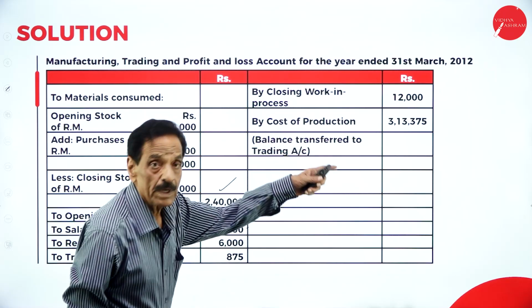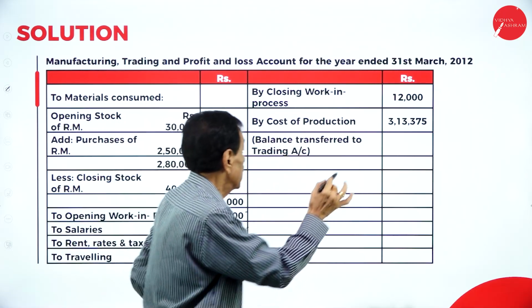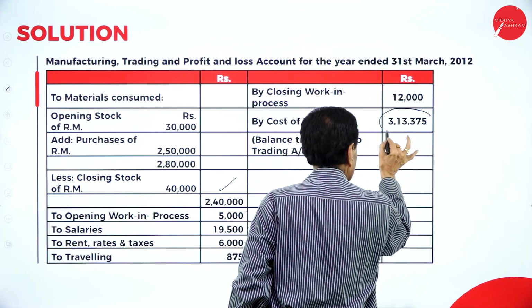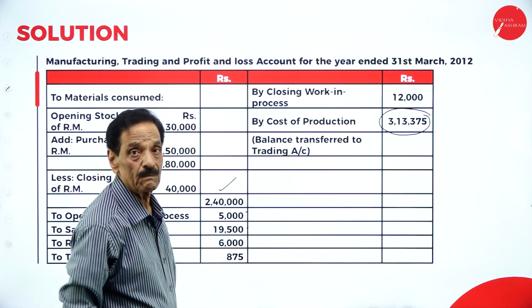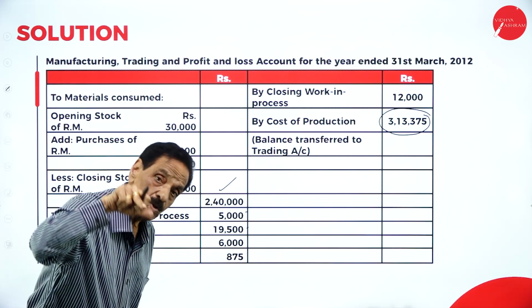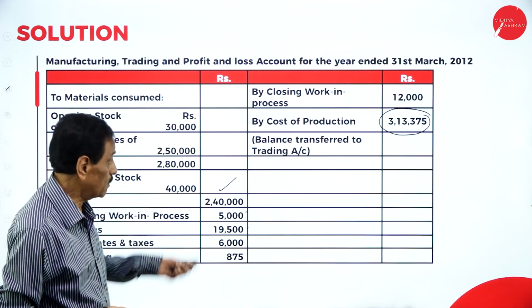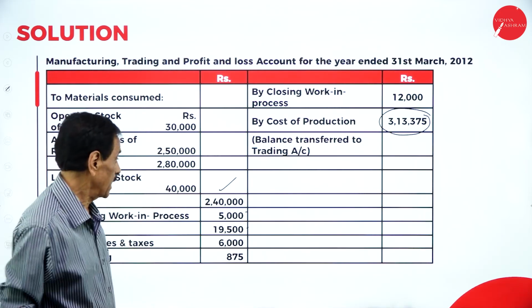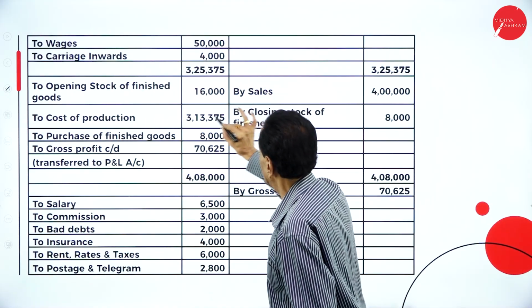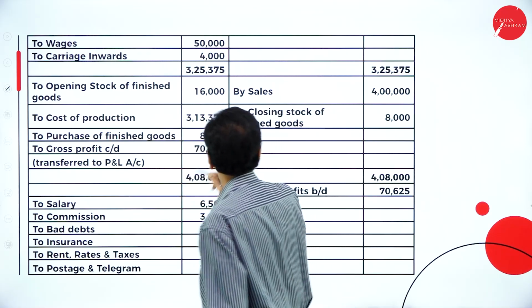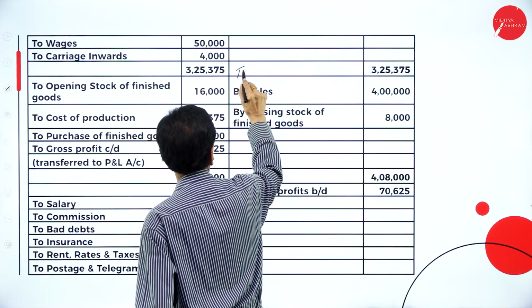By closing work in progress 12,000, this is your cost of production, finished goods. This will be transferred to trading account. Whatever goods are manufactured in the manufacturing account, transfer to trading account. This will come under trading account. This is trading now.